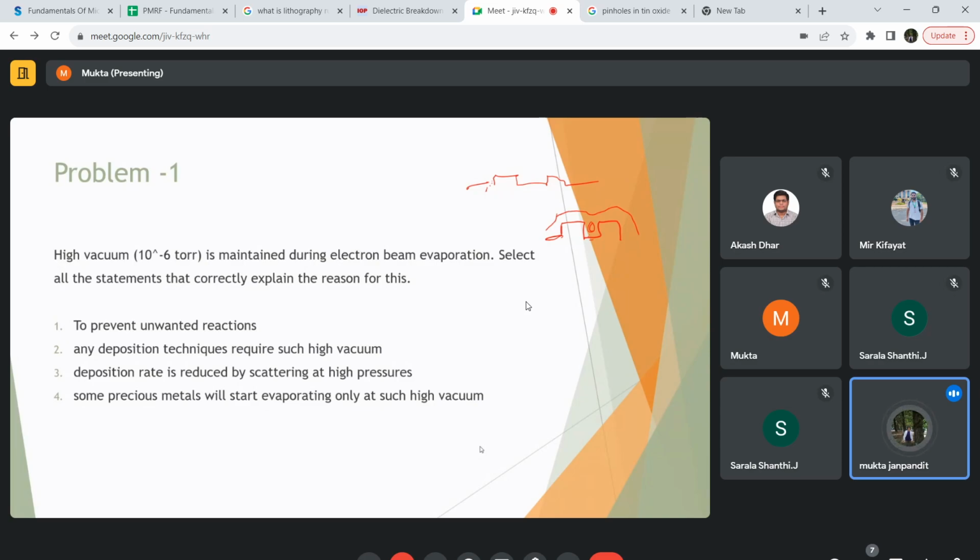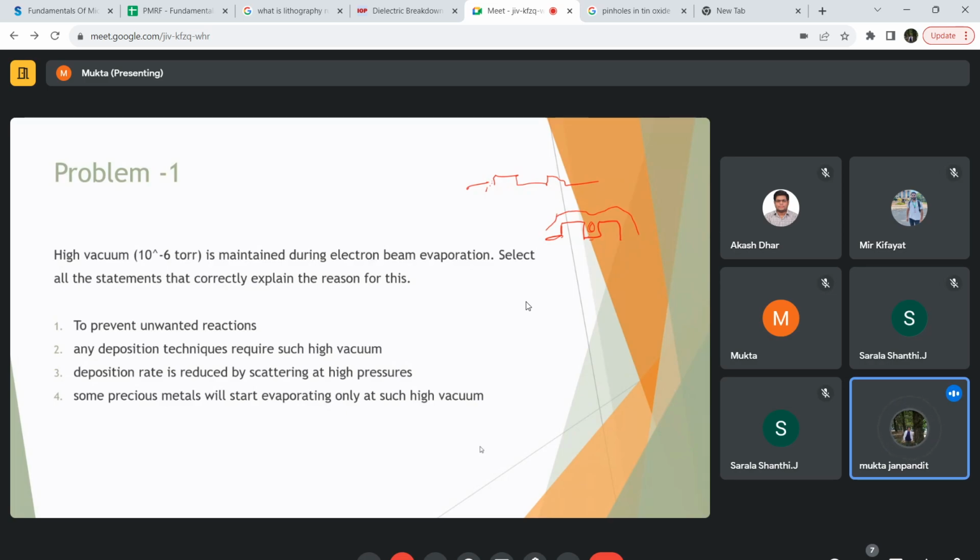So the first problem is: high vacuum is maintained during electron beam evaporation. Select all the statements that correctly explain the reason for this. In your exams, you will usually get questions like this. First you have to think about which portion of the syllabus it is coming from. They're talking about electron beam evaporation.